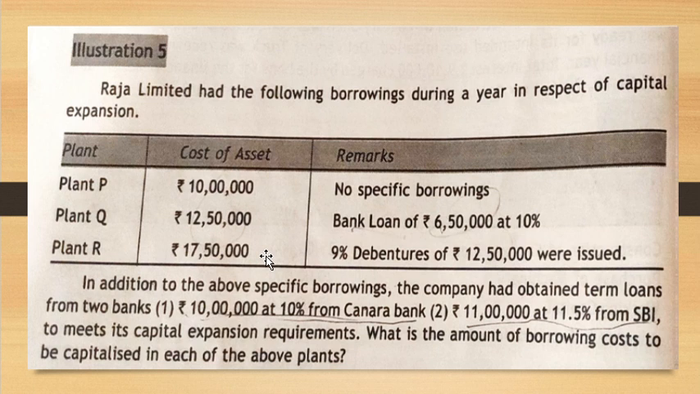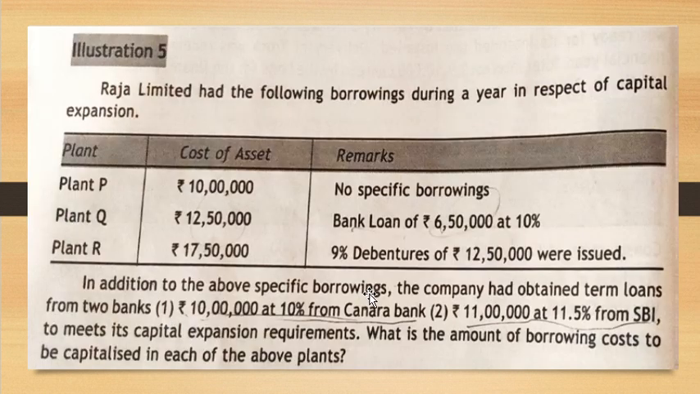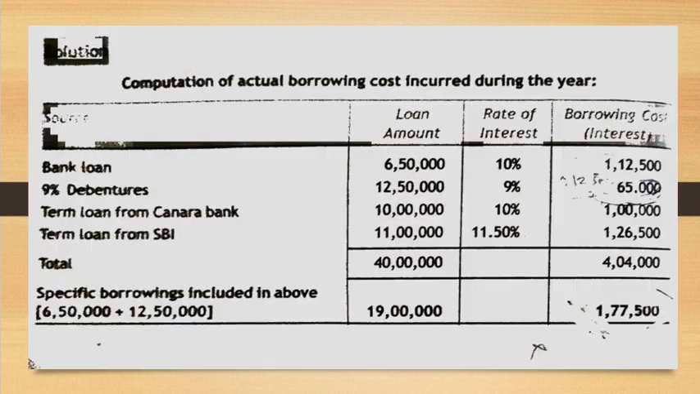Because the specific loans you have taken are not sufficient, they have taken general loans, which are generally taken without any specific reason. So that is 10 lakh from Canara Bank. Your term loan from Canara Bank is 10 lakh. What is the percentage stated in the problem? At 10% from Canara Bank. Then 11 lakh at 11.5% from SBI.